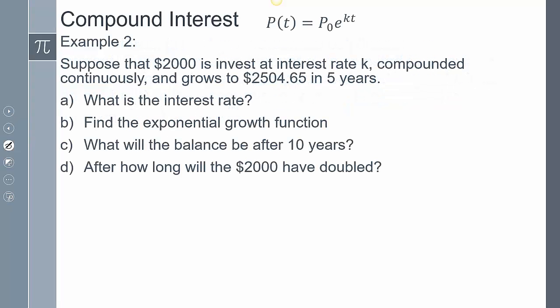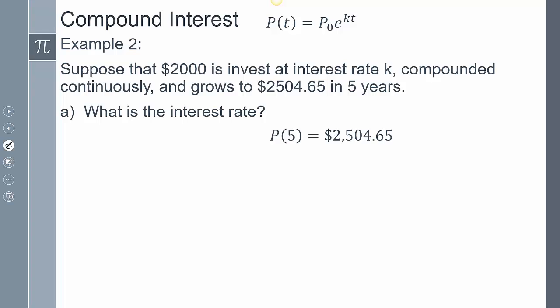So for example number 2, it says suppose that $2,000 is invested at interest rate k, compounded continuously, and grows to $2,504.65 in 5 years. Find these 4 things. A, what is the interest rate? B, find the exponential growth function. C, what will be the balance after 10 years? And D, how long will the $2,000 take to double?